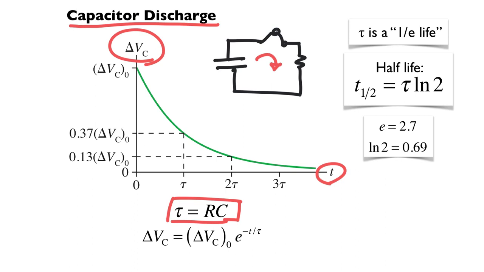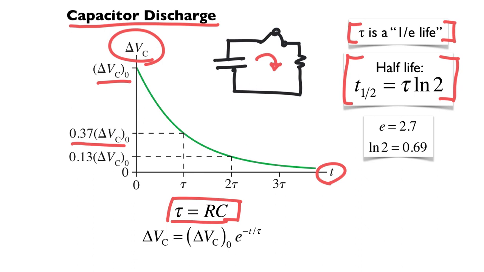In a time of tau, the value decays from its original value to 37%, or 1 over e of its original value. So tau is kind of a 1 over e life. And it's kind of like a half-life. If you want to use the actual half-life, it's just equal to tau times natural log of 2, okay?